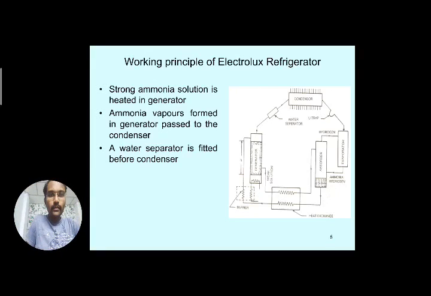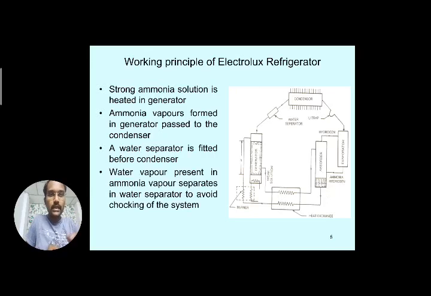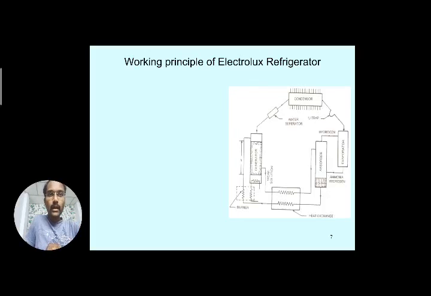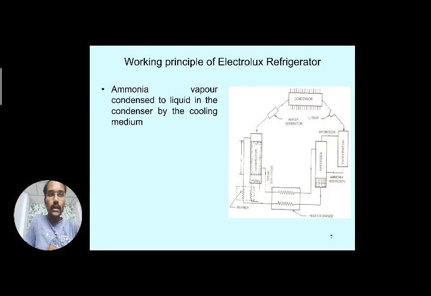So the water vapor present in the ammonia vapors separates in the water separator to avoid choking of the system, just what we have discussed. Choking means the pipelines are blocked: at such low temperatures the water vapor will become solid and may block the pipeline, so the system will get stopped. And here the ammonia vapor is condensed to liquid in the condenser by the cooling medium. You know very well the purpose of the condenser.